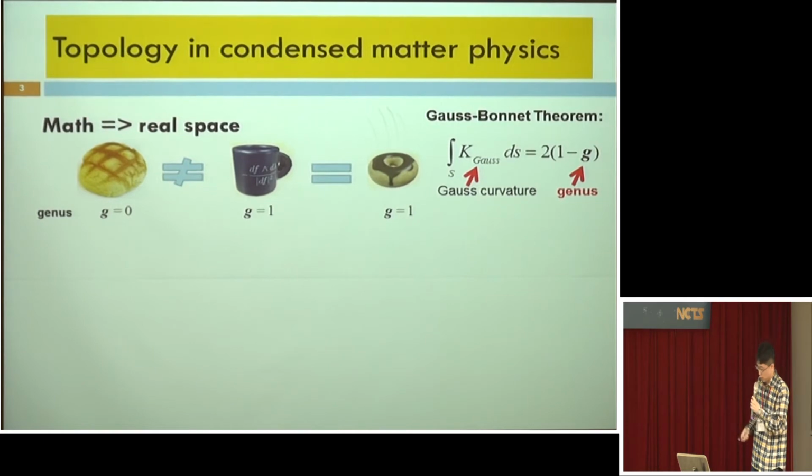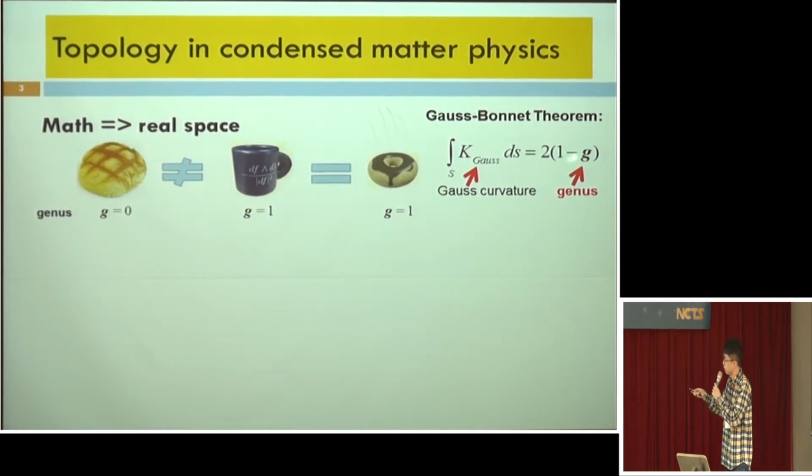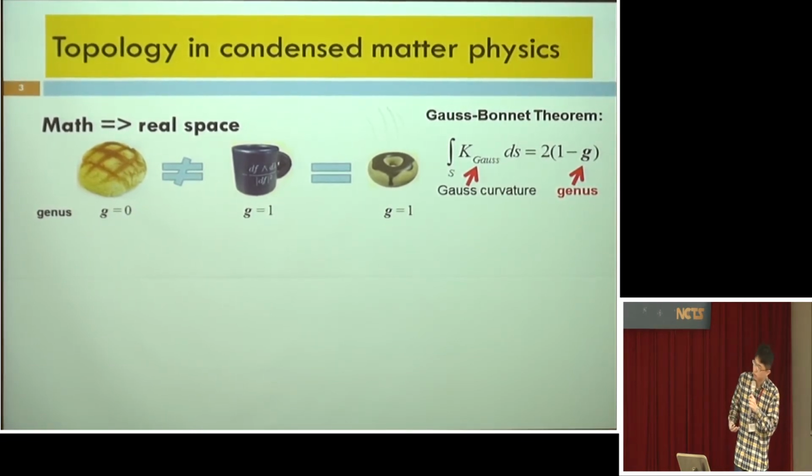In math, we are used to discussing topology in real space. We can recognize the system topology by using the Gauss-Bonnet theorem. We don't need to go into detail. This theorem gives us a g value. G equal to 1 means there is a hole on the object. G equal to 0 indicates there is no hole on the object.